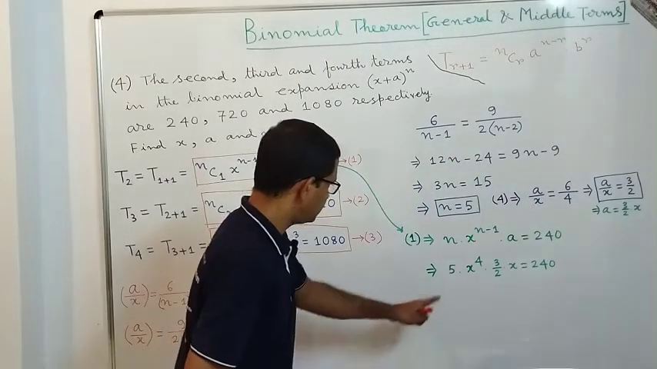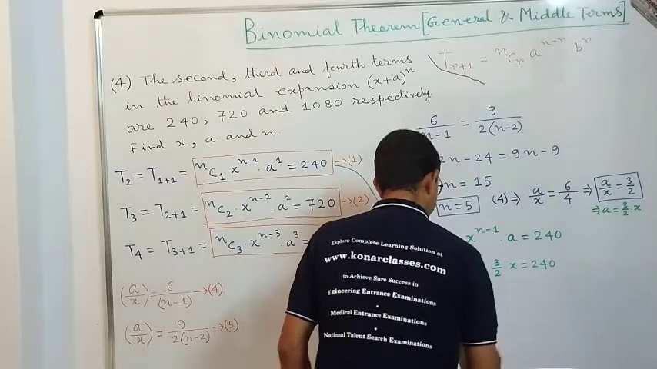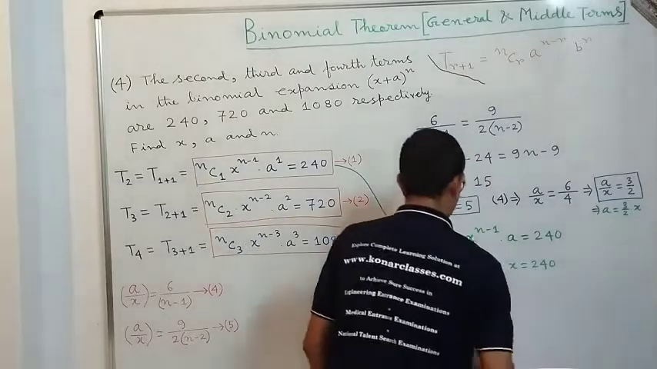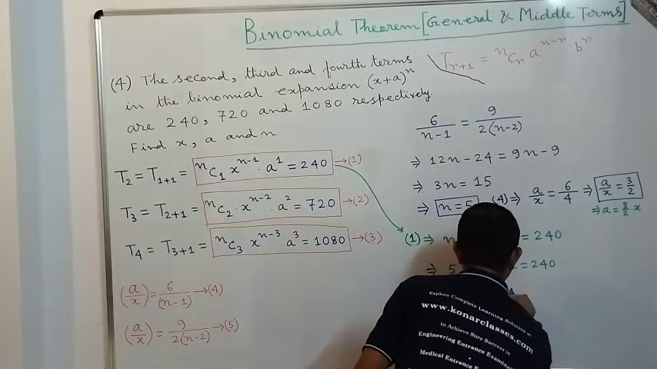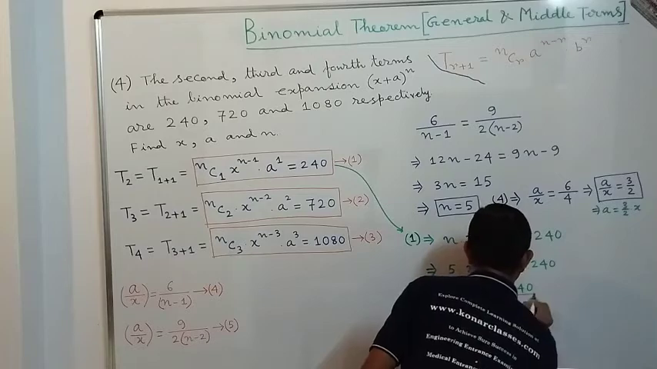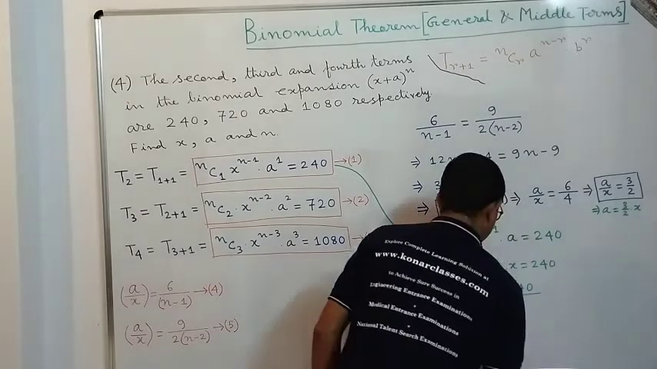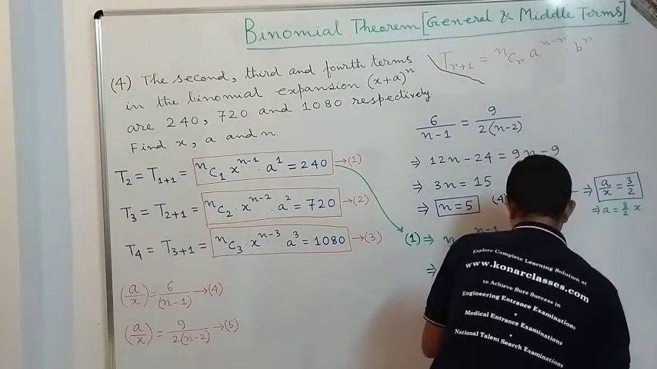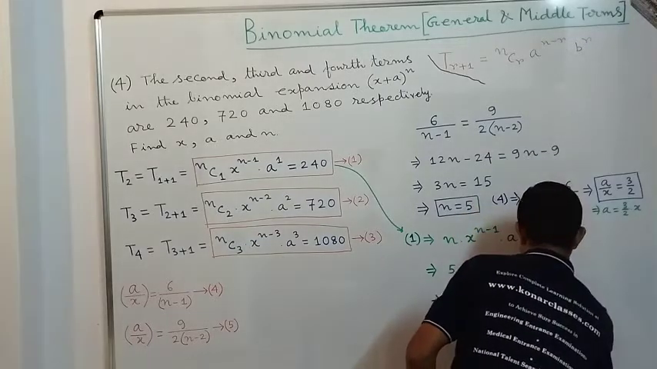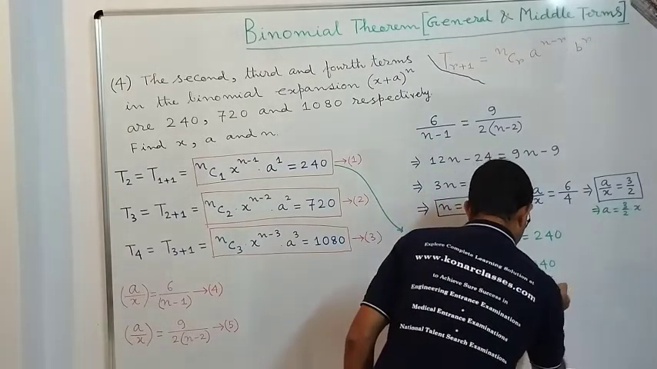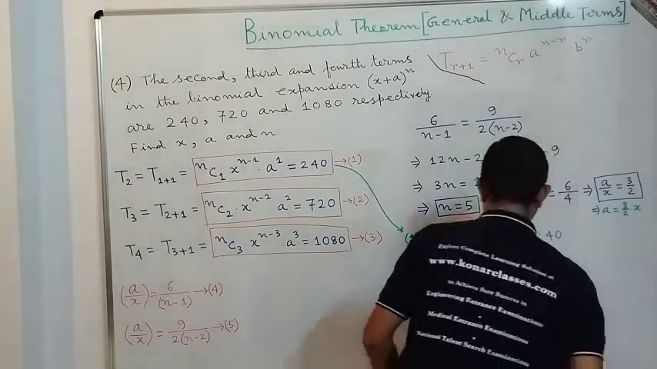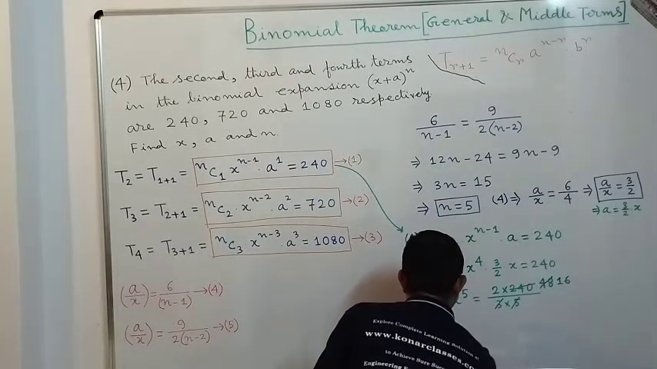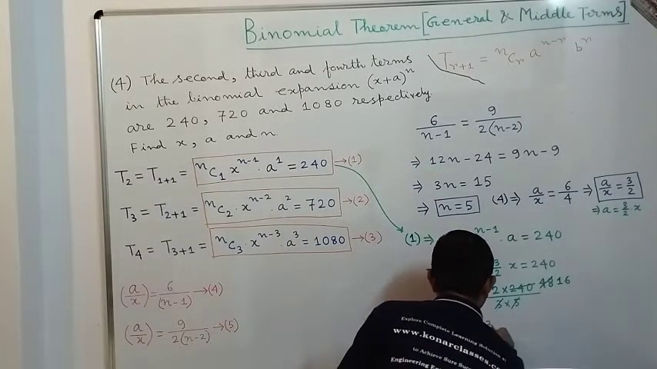Correct, dear students? So from here we get, this implies x to the power 5 is equal to 2 into 240 divided by 3 into 5. So we can cancel 5 and 240, that gives 48. Then 3 and 48 becomes 16. So x to the power 5 is equal to 32.